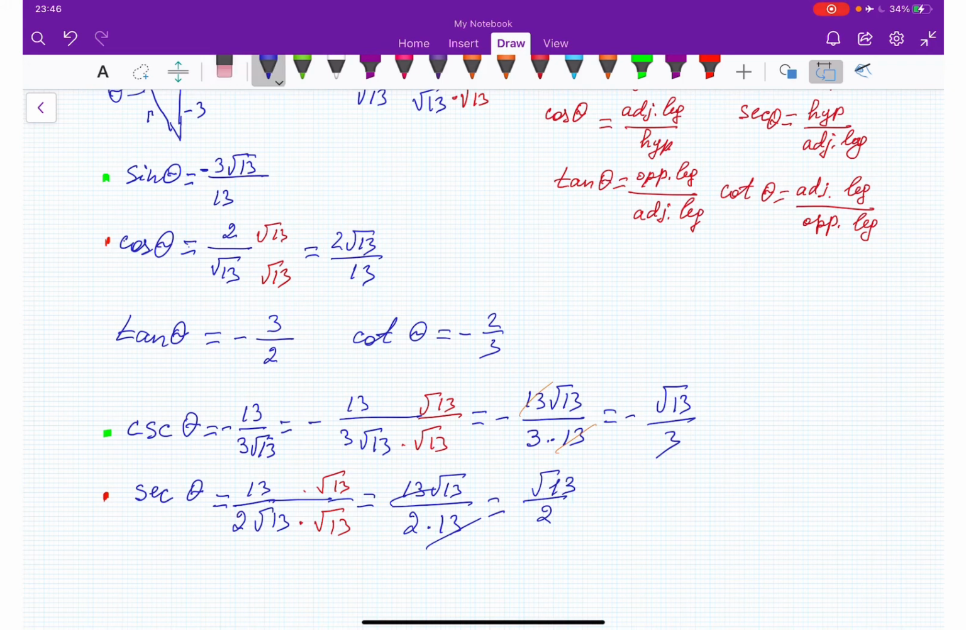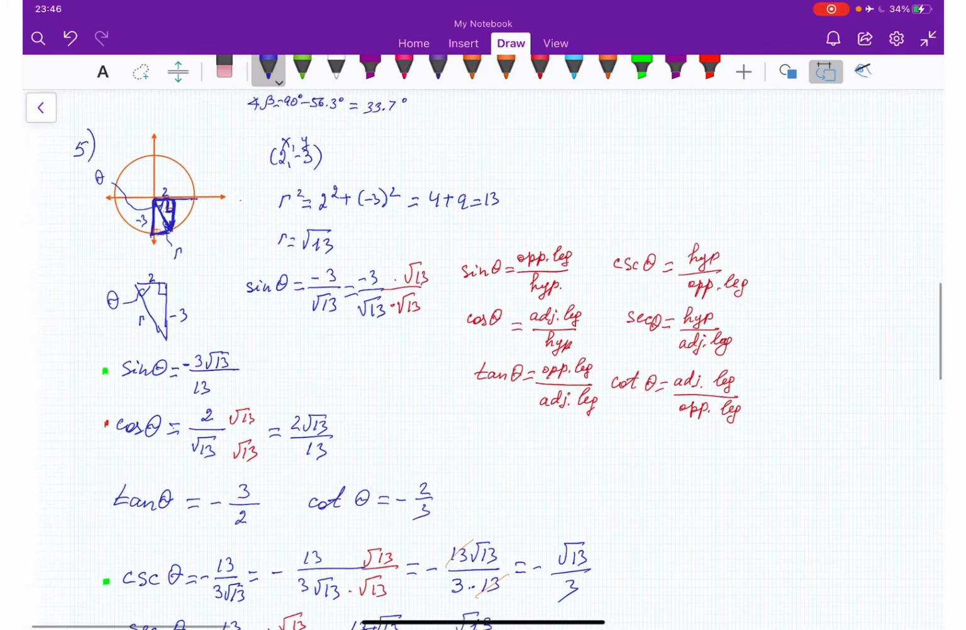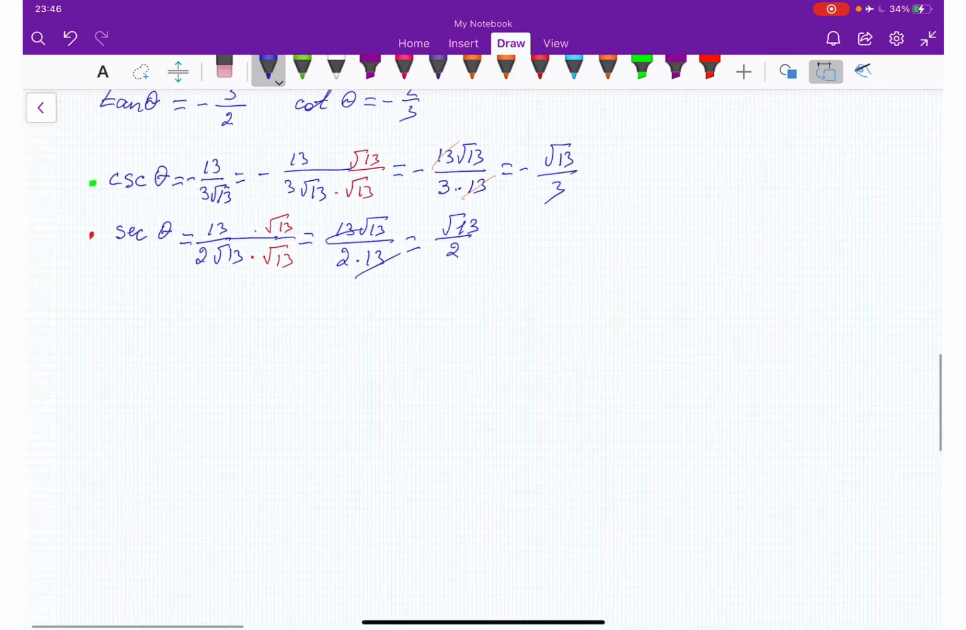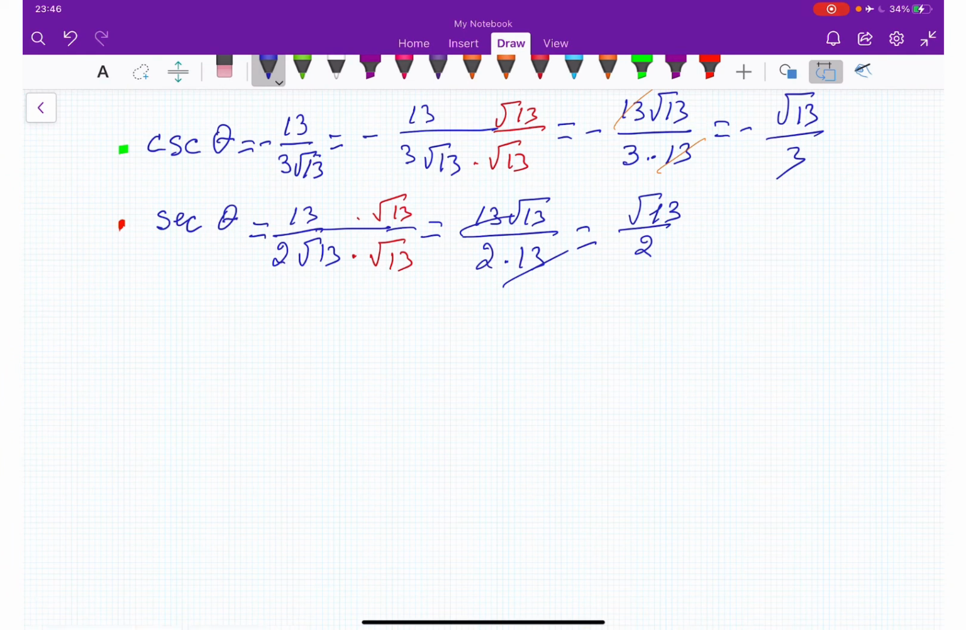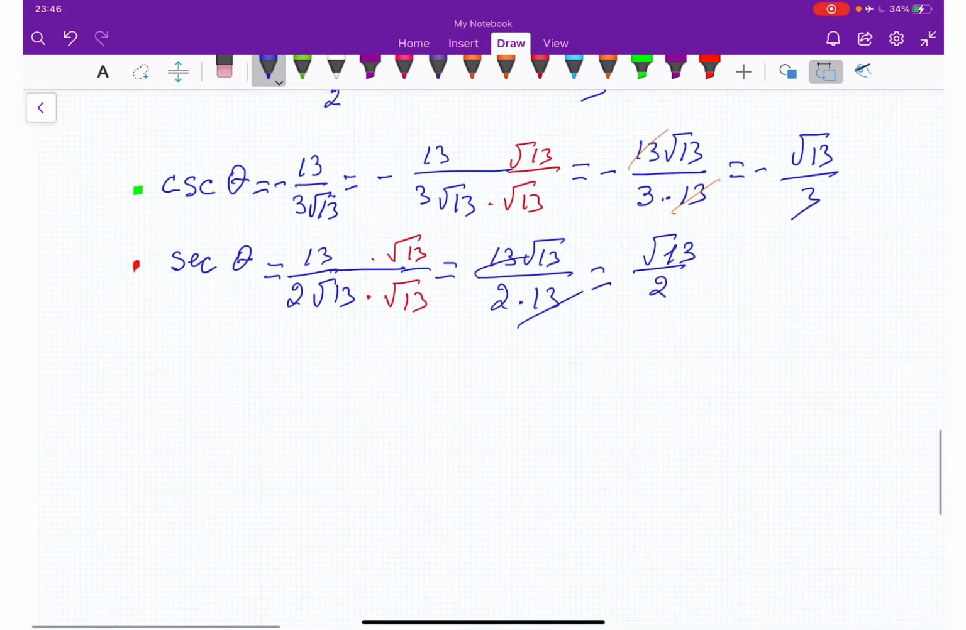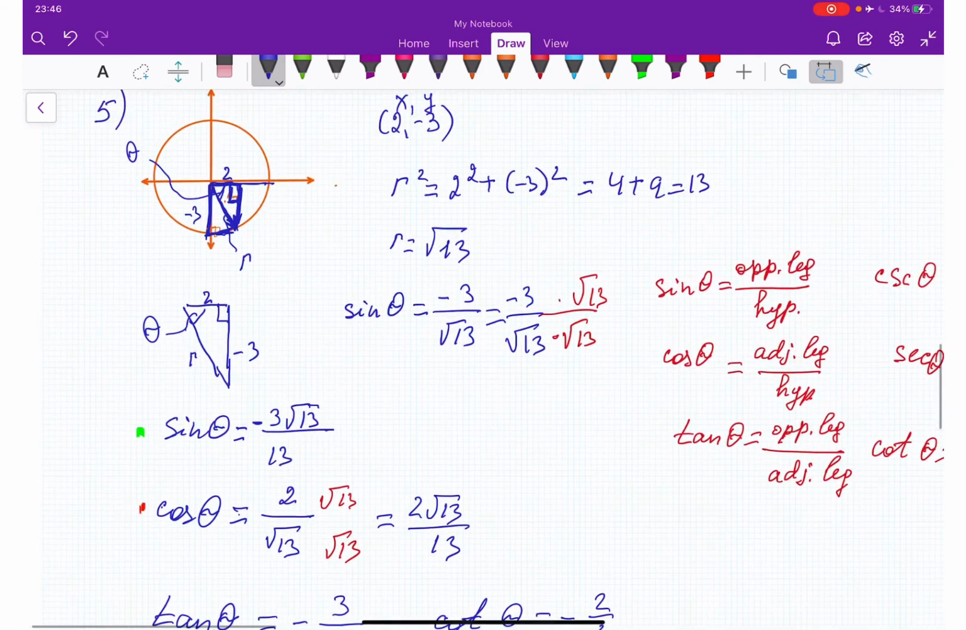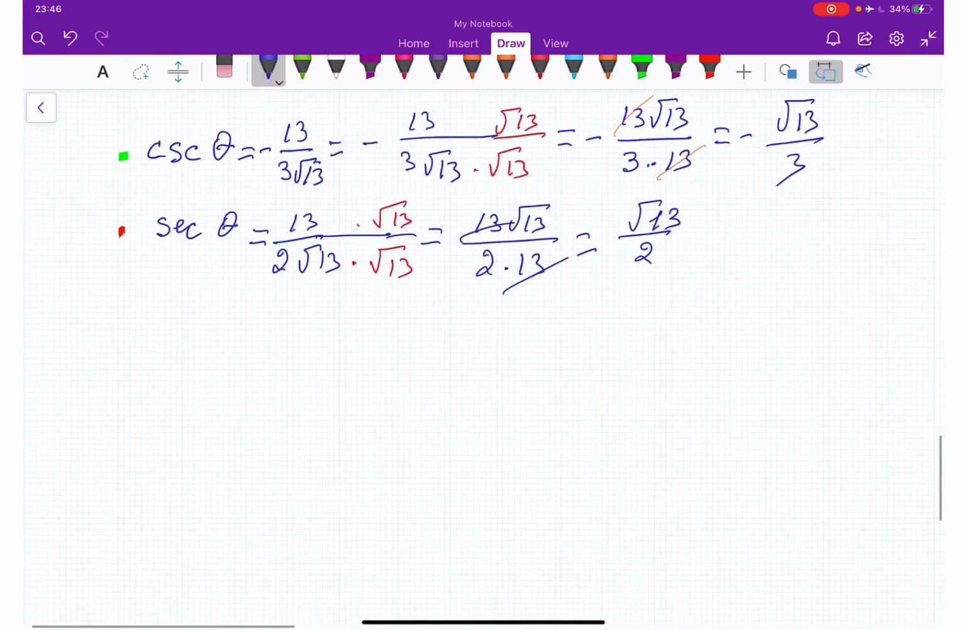I have enough for this problem. All right, moving. This is question number 5. Moving to the next question. All right. Next question is going to be question number 6. That's right, question number 6.